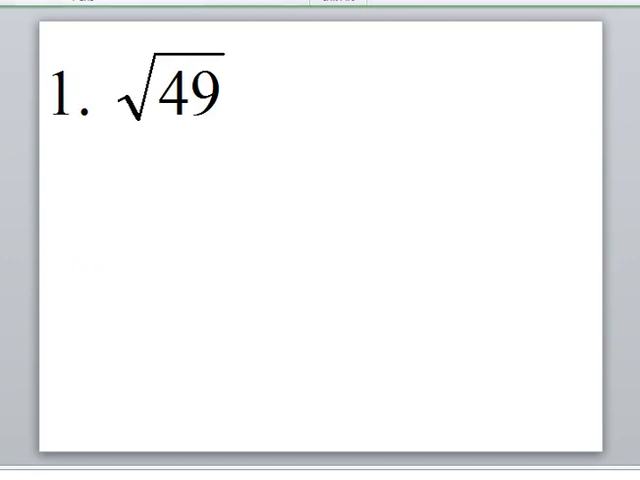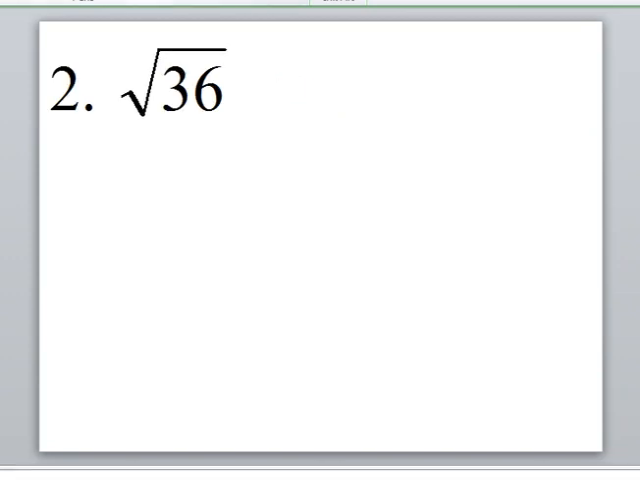Looking at my first example, I have the square root of 49. Now I notice that this is a perfect square, so I can go directly to the answer. The answer of the square root of 49 is 7. It's actually plus or minus 7, because a negative times a negative is a positive.